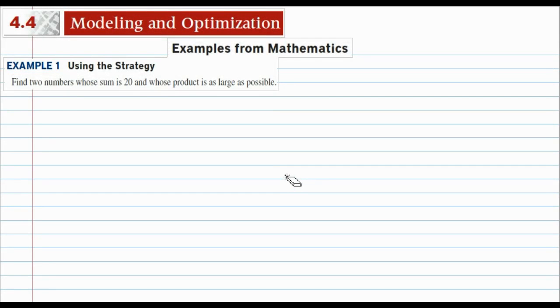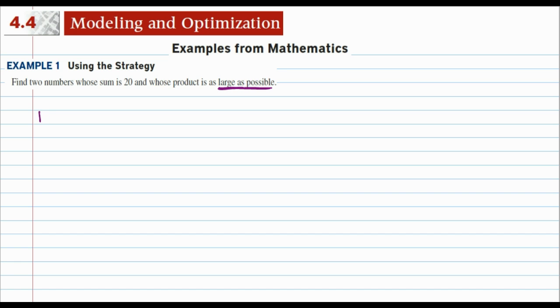This is the screencast for section 4.4, modeling and optimization, which, yes, does involve word problems. All right, so example 1 says, find two numbers whose sum is 20 and whose product is as large as possible. Well, that "large as possible" thing gives me a clue. Large as possible is a maximum.